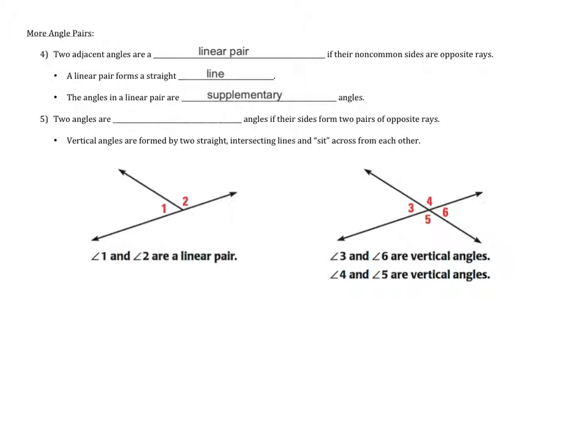Next, let's talk about vertical angles. Two angles are vertical angles if their sides form two pairs of opposite rays. Out of all of these definitions that I've said are confusing, I think this one takes the cake.